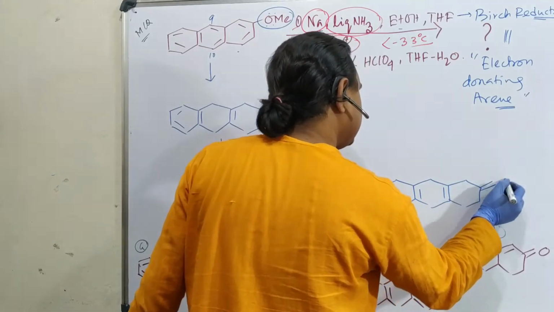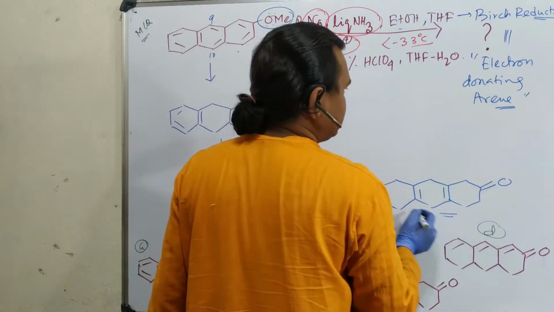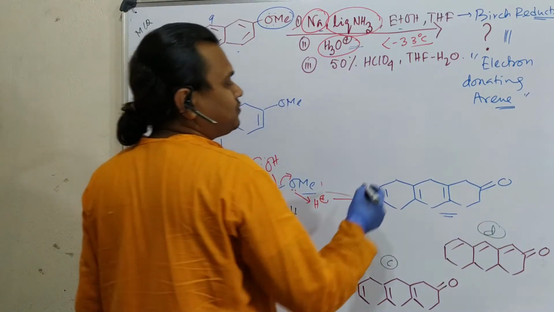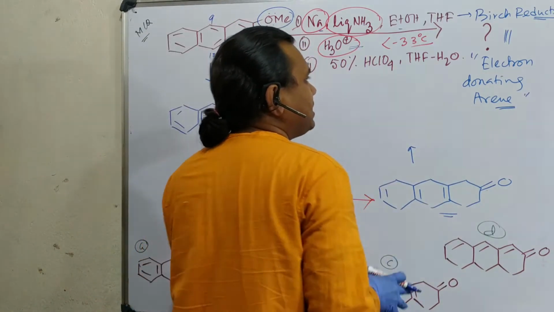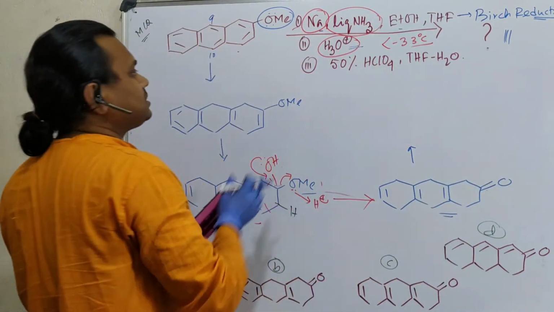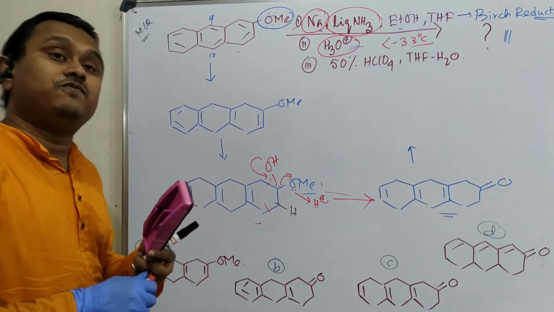This is after removal of proton from this oxygen also. So this is the end of step 2. So the question: what about step 3? Now for step 3, if you need to understand, a little bit about this acid, perchloric acid. This perchloric acid is a very strong acid.